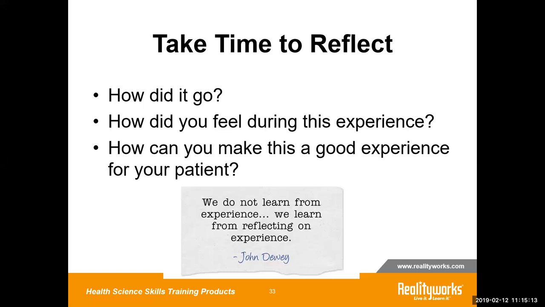How will this change your future interactions with your patients? How, after going through the simulation using the wearable, will that change the way you deal with patients in the future? How has this changed you? So all really good things for students to think about.